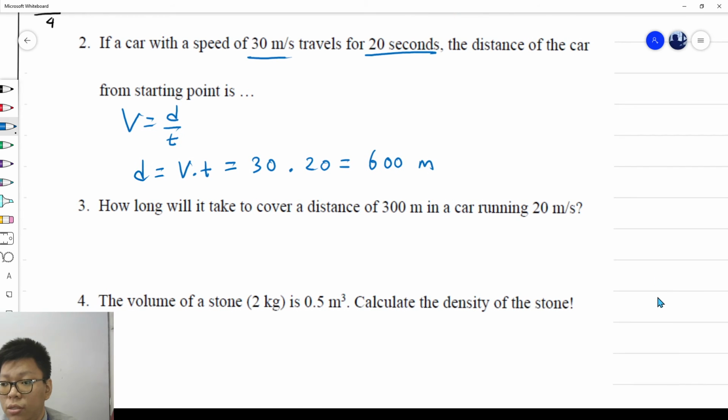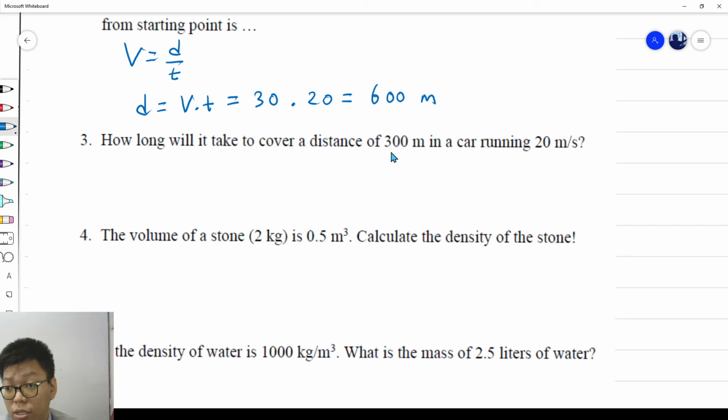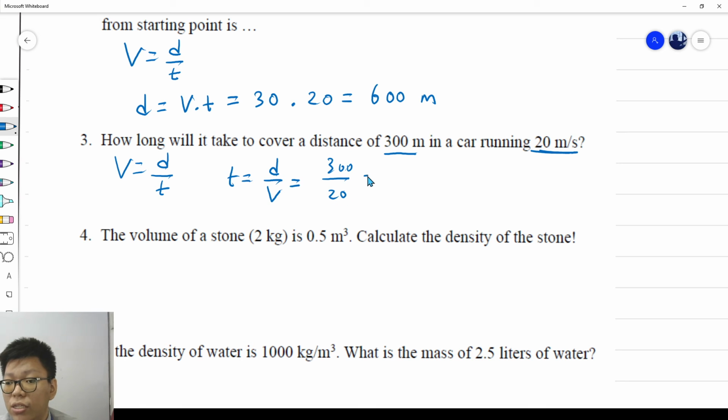Number 3, how long will it take to cover the distance? Okay, you have distance and you have speed. The formula is this one, right? So if you want to look for the time, you can make the formula into this, like this. Distance 300 over 20. So you can cancel the 0. So 30 over 2 is 15 seconds.